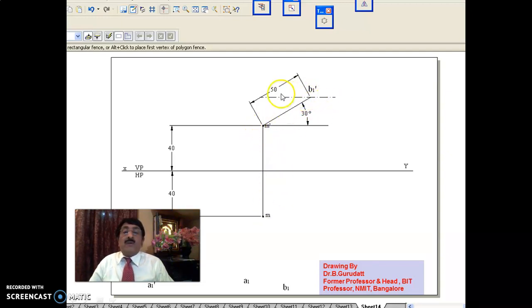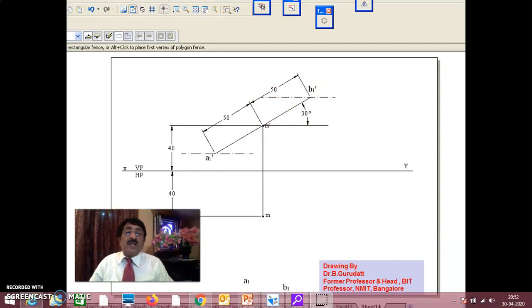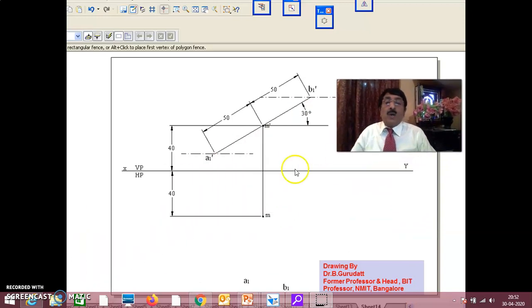From M dash, B1 dash you draw 50. In the same way, M dash A1 dash also you draw 50. Totally it is 100 mm. Draw the locus here, draw the locus here. This is very important. Midpoint problems are sometimes referred to as double loci problems. Now take M dash B1 dash 50 mm and M dash A1 dash 50 mm. In that way, you complete the true length. The line is inclined at 30 degrees to HP not with one end point, but with the midpoint. This is 40 mm anyway.